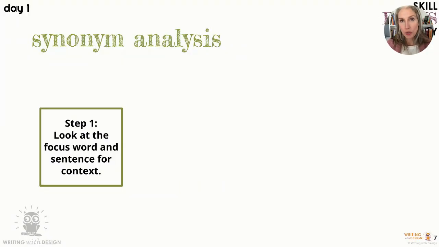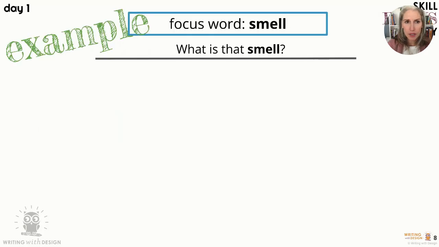So, what are we going to do? We're going to take a word each day. That'll be our focus word, and we'll look at the sentence for context. So, in this case, for our example for day one, we're taking the word smell, and the context of the sentence is indicating that we're using it as a noun this time. What is that smell? Right? We're not saying I smell with my nose. That would make it a verb. In this case, we're making it a noun.